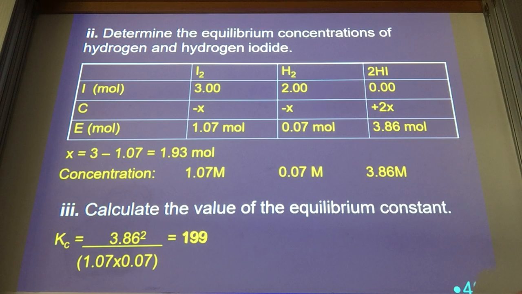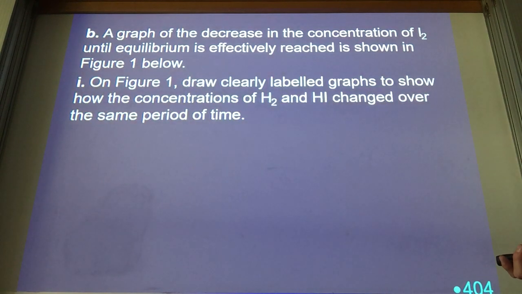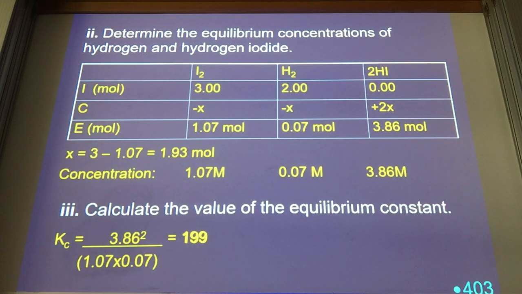Now, a little bit of important graph work. We're given the graph of the decrease in iodine concentration. On figure 1, on the first graph, we're asked to include on that graph how the hydrogen and hydrogen iodide concentrations changed over that period of time. So we go back to our table, and it's good that moles equals concentrations.